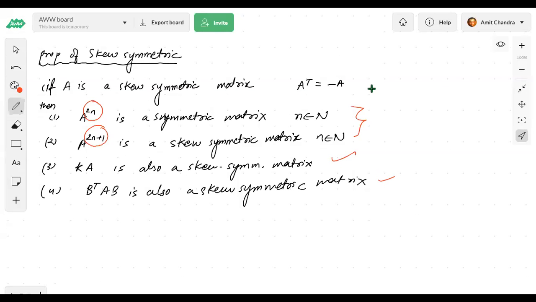Sir, can you prove A to the power n? Yeah, A to the power n you can prove. Kishore, can you explain what?